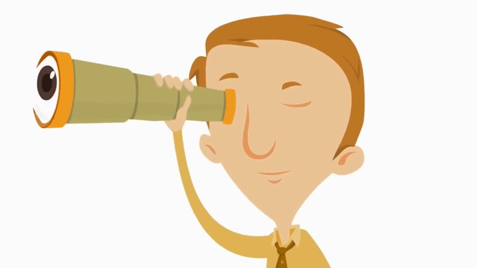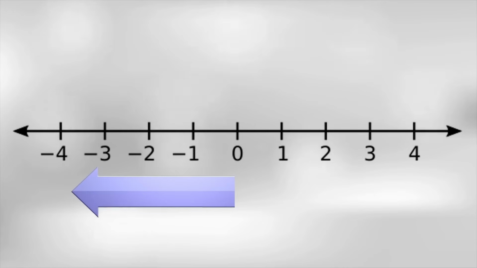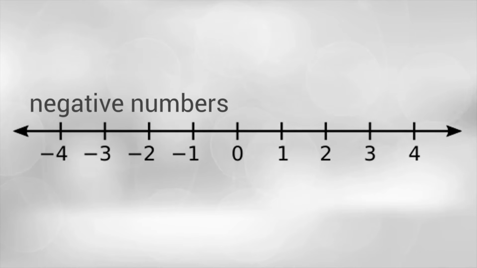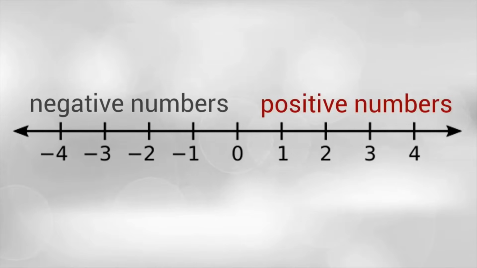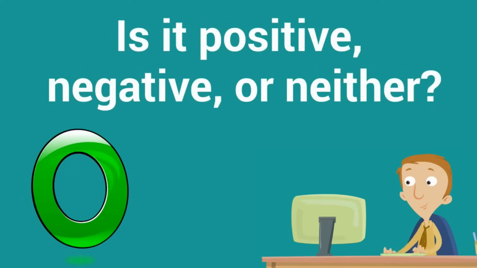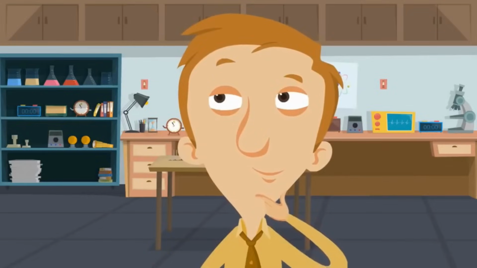Okay, you know what? It's time to review. Numbers below zero are called... Yeah, negative numbers. Great job. Numbers above zero are called... Got it, positive numbers. Awesome. And zero, is it positive, negative, or neither? Do you remember? It's neither. Zero is its own thing. Wow, you really know your stuff.